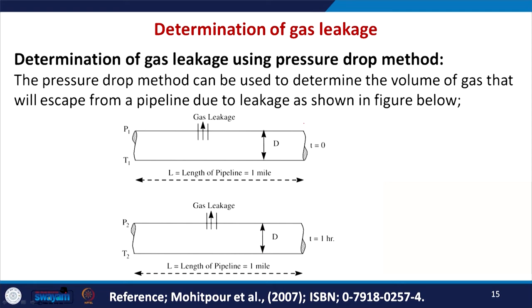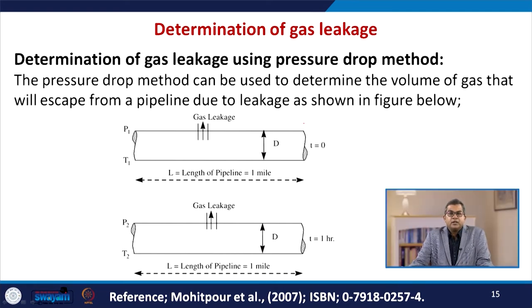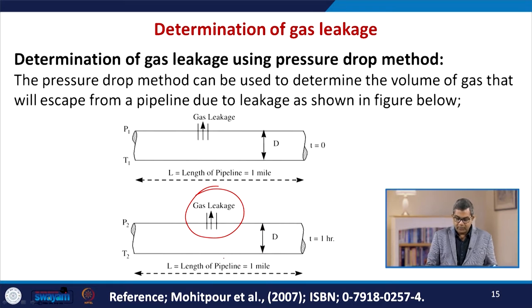Now, let us talk about determination of gas leakage using the pressure drop method. The pressure drop method can be used to determine the volume of gas that will escape from a pipeline due to leakage, which you can see in this particular figure. Here we have a length of pipeline, say 1 mile, with initial conditions P1 and P2, and the diameter of the pipeline is D. At t equal to 0, suppose this is a gas leakage port, and after 1 hour you need to find the amount of gas leakage over that period of time. So, how can you calculate this?